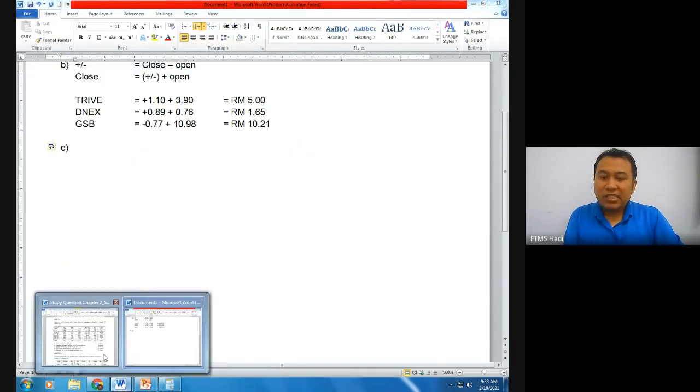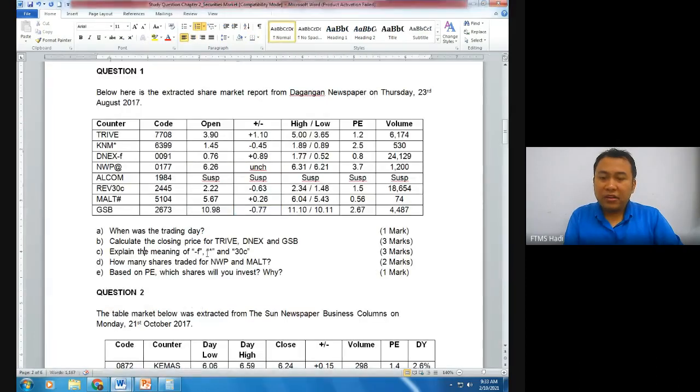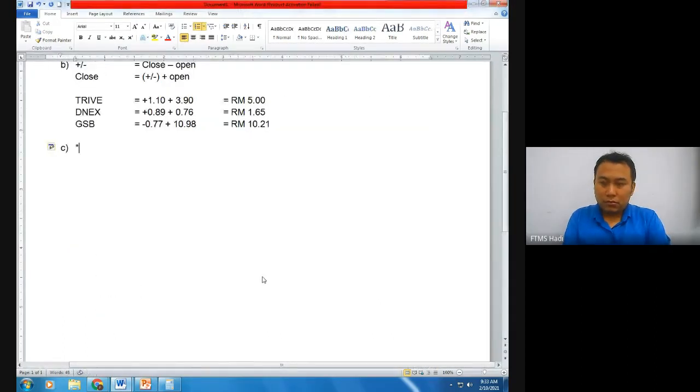Next is question C. Explain the meaning of F, asterisk, and also 30C. Dash F stands for foreign company. Asterisk means halal or Sharia compliant.